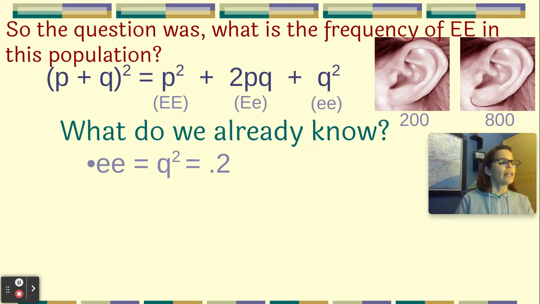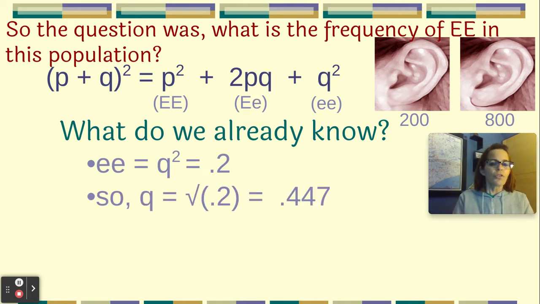So we know that the homozygous recessives are the Q squareds. They're the little e, and they are 0.2. And the reason it's 0.2 is that it's 200 divided by 1,000, the total population. So now we can find what Q is by taking the square root of 0.2. If you take the square root of Q squared and the square root of 0.2, you get 0.447. That is what Q equals.